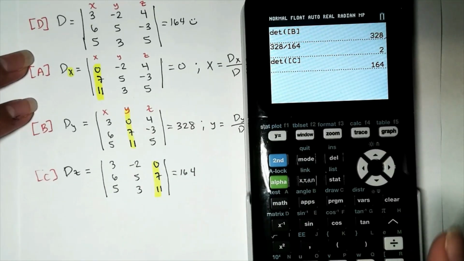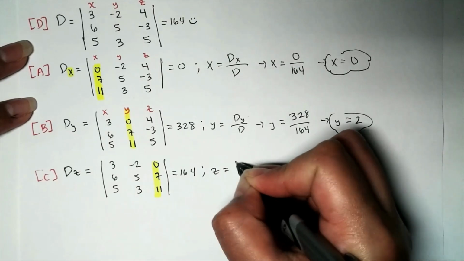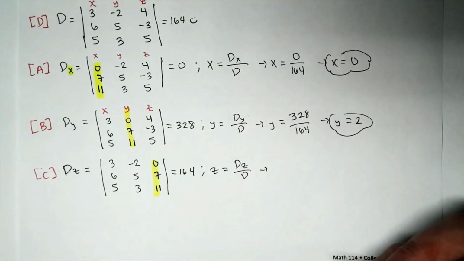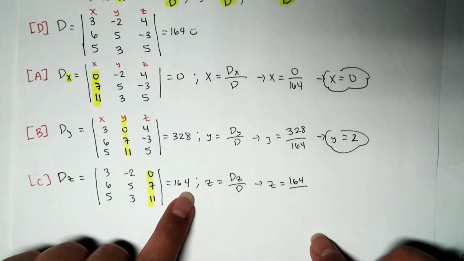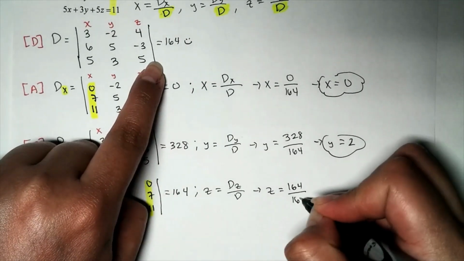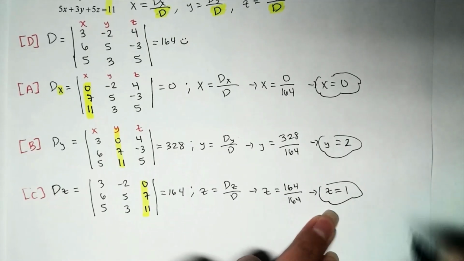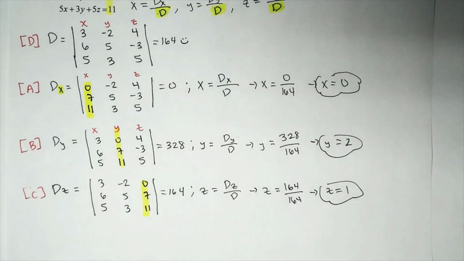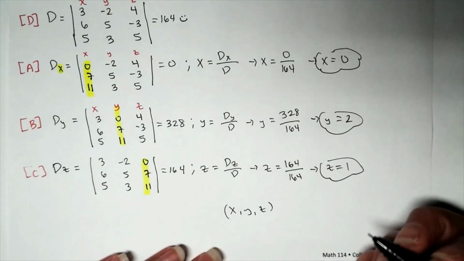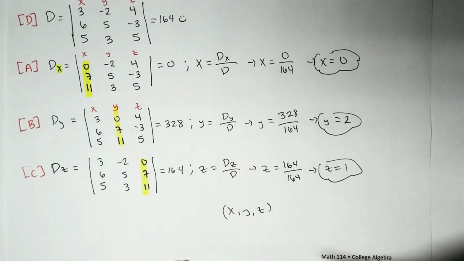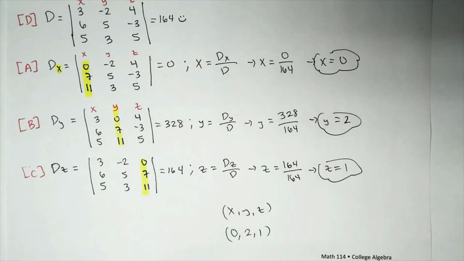Okay, so to find z, we're gonna find dz divided by d. According to our hard work, dz gives us 164, and d, according to our hard work, is also 164. I'm not really good at arithmetic, but last time I checked, the quotient of 164 in itself gives us 1. So after all that hard work, we find that x is 0, y is 2, and z is 1. So the solution is given by the ordered triple x, y, z, which gives us 0, 2, 1. Good, fantastic. So I'm gonna go ahead and come to another problem.